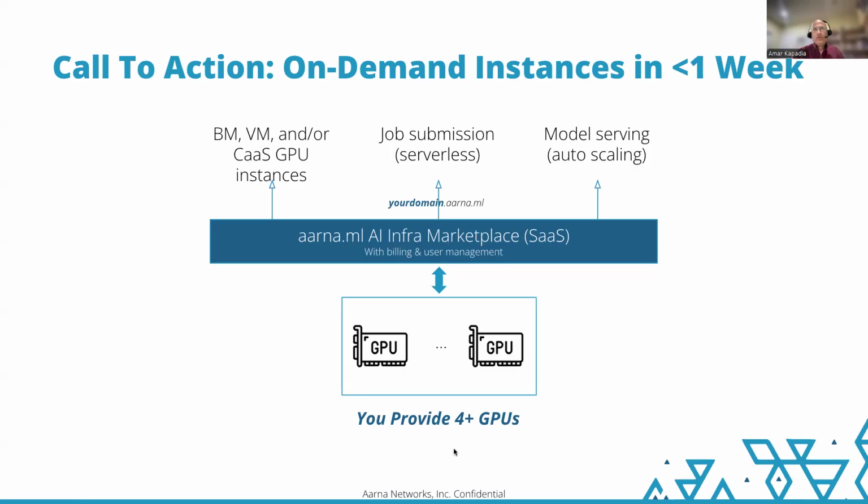And all you have to do is to provide us with anything over 4 GPUs. You can provide as many as you want. You can provide 512, 1024, but you can provide as few as 4 GPUs. We will implement our SaaS software, so our AI infra marketplace with billing and user management, and we will convert those GPUs into on-demand instances, either bare metal virtual machine or CAS, job submission, model serving. We will also give a custom subdomain, so yourdomain.aarna.ml.